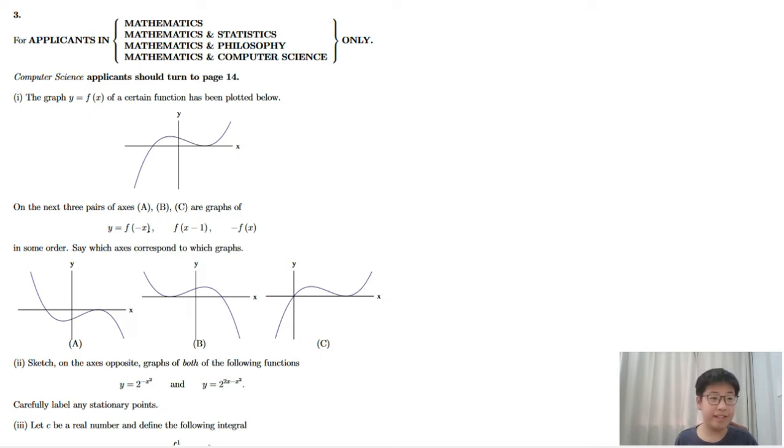This first one corresponds to f of minus x. It reflects along the y-axis. Therefore, f of x reflected along the y-axis is b. So let's write here y equals f of negative x. What about f of x minus 1? f of x minus 1 means that the whole thing is shifted by 1 unit to the right. y equals f of x minus 1.